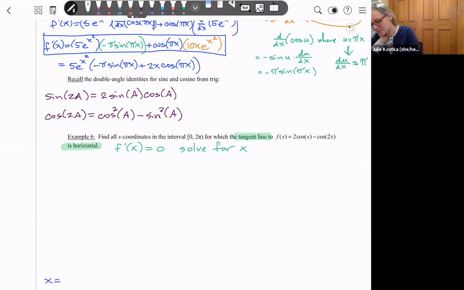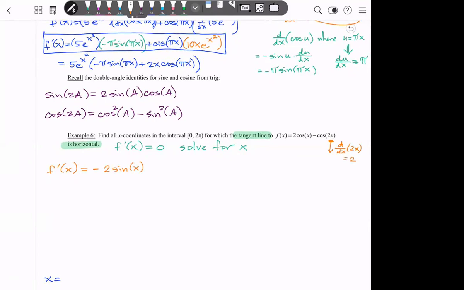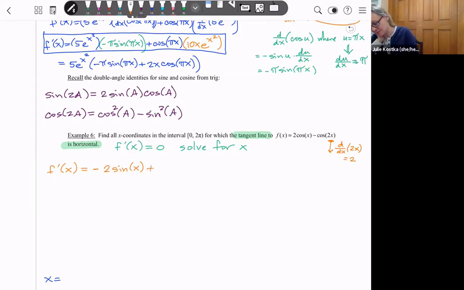So f prime of x, let's do it. This is not a product or a quotient, it's a difference. Derivative of cosine is negative sine, so I have negative 2 sine of x. The other piece, derivative of cosine is negative sine, and now this one has a chain rule piece. Derivative of 2x. In this problem, would it change into a positive sign? Right, because it's already negative. So plus 2 sine of 2x. Good.